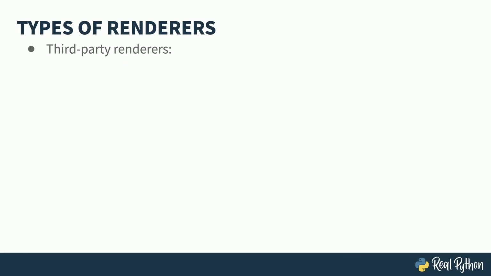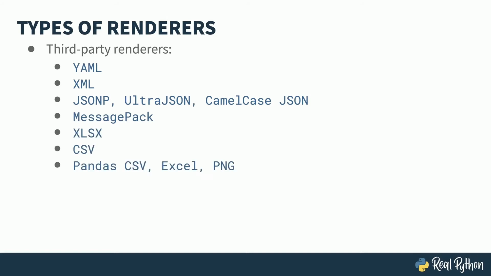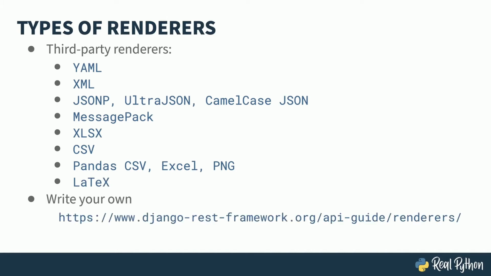In addition to all of those, there are a whole bunch of third-party packages as well, supporting YAML, XML. If you're not happy with the format of the JSON, there's multiple different types of JSON, so you can make it look just about however you like. MessagePack, Excel, CSV files, a variety of Pandas-based plugins which support CSV, Excel, and PNG, and LaTeX, of all things. The DRF renderer system has been built so that you can customize it and create your own. If you want to look into this, you can look at the API guide in the renderers section.